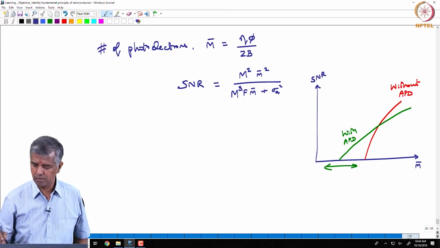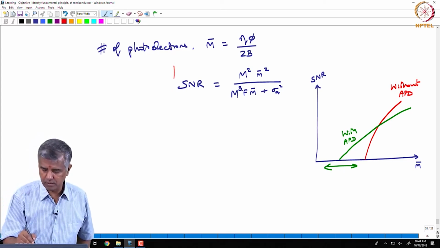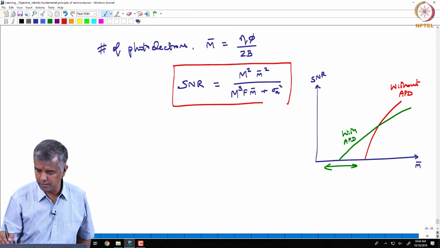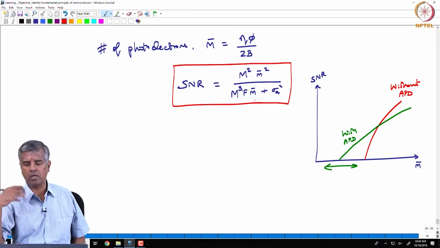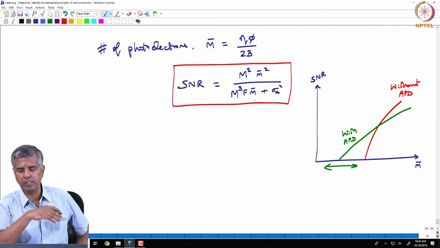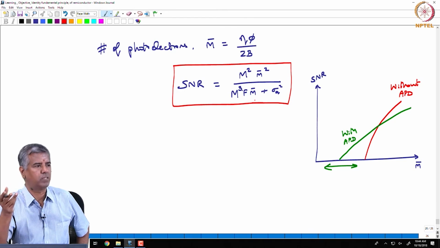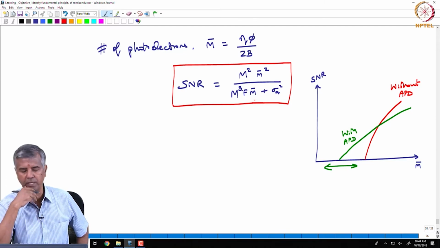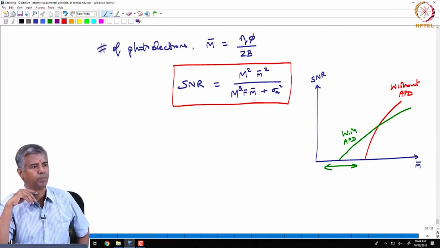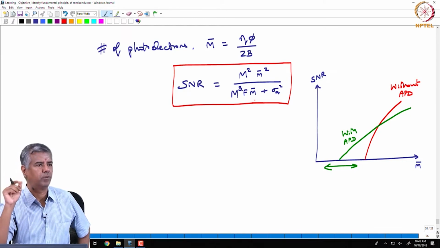Okay, but the primary idea is that you can look at it in terms of photoelectrons, or you can go one step before this and look at it in terms of the number of photons that are falling on the photodiode. That will be a very similar picture to what you see here. So, when you have very few photons falling on the detector, then you use an APD, but if you have a large number of photons falling on your detector, then you are better off just using a PIN photodiode.